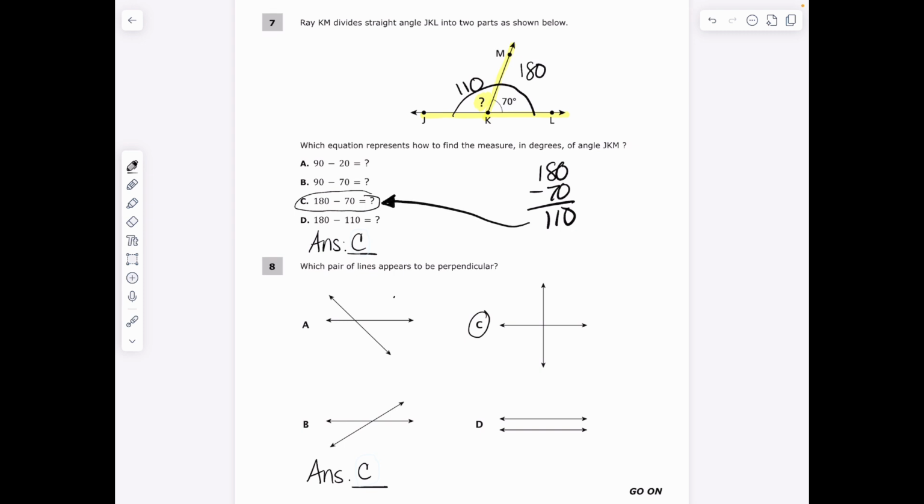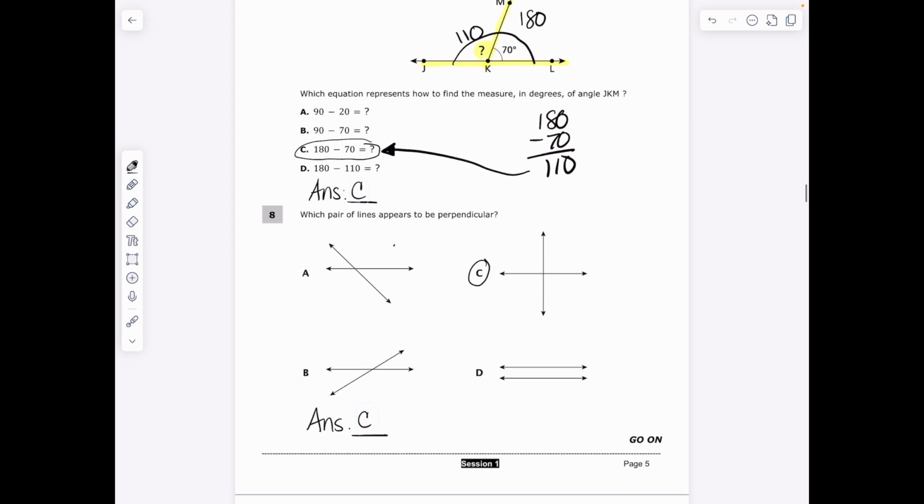What I kind of love about a lot of these problems, notice they're not asking us for the answer. They want to know an expression that can be used to find the answer, which is super cool because they want to know about our thinking and our pathway, not just about an answer in math.